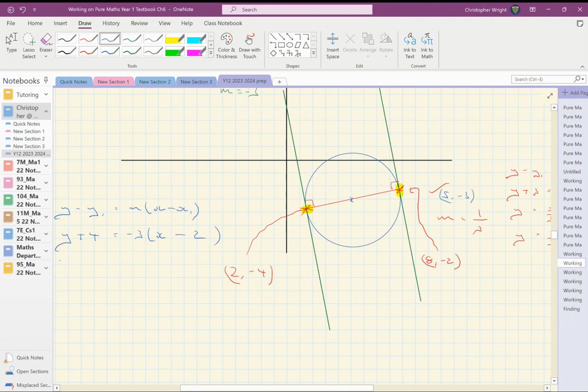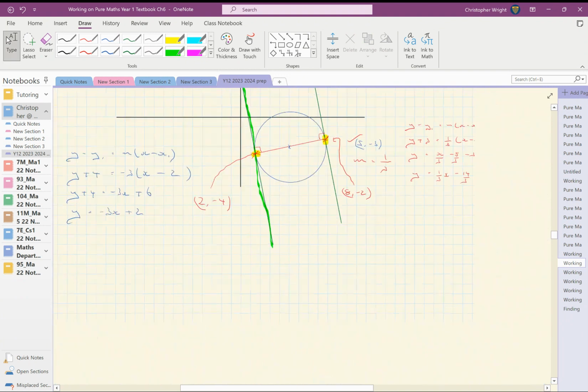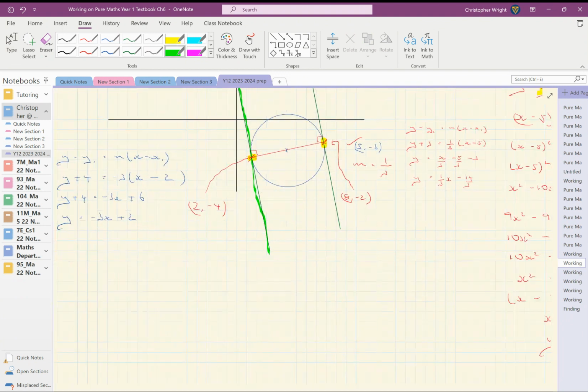Okay, so that's going to give me y plus 4 equals minus 3x plus 6. Minus 4 from both sides is going to give me y equals minus 3x plus 2. And that is the equation of this line here. What about the equation of the second tangent? So I'll just highlight that one there.